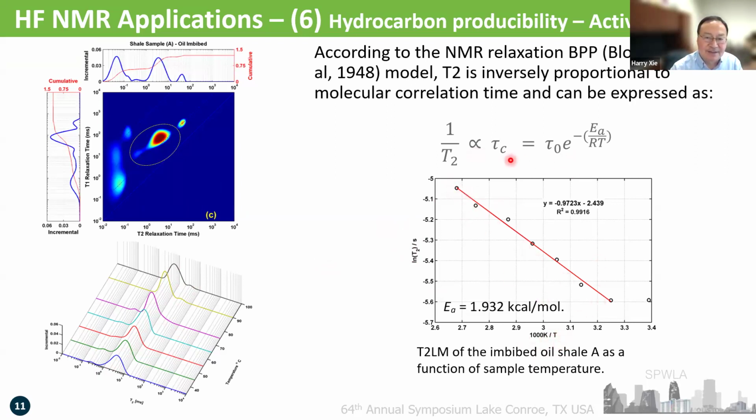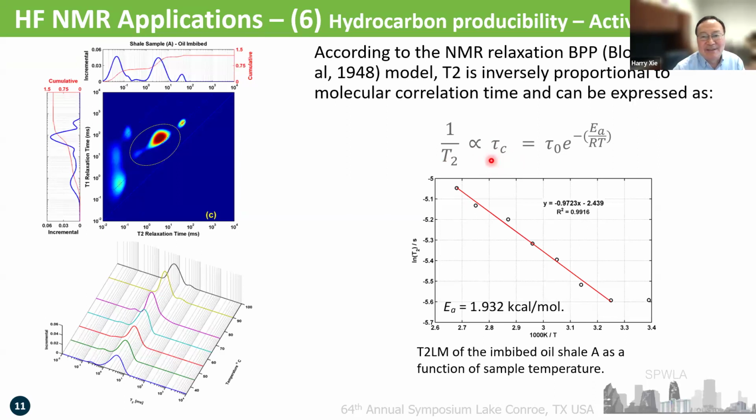This follows the fact that T2 is a measure of mobility. Tau C is the so-called molecular correlation time. Okay, so the longer the correlation time, the less mobile. So this is inversely proportional. That means the shorter the correlation time, the more mobile, the longer the T2.